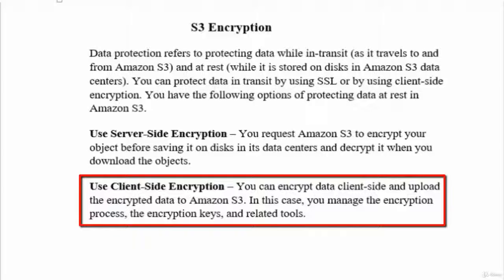In client side encryption, you have the authority to encrypt the data at your client side and upload the encrypted data to Amazon S3. In this case, you manage the encryption process, the encryption keys and related tools. That means you will encrypt the data and upload it to their data center, and they don't have keys to do anything with your data. When you need the data, you can download it and decrypt it using your encryption keys and other tools.